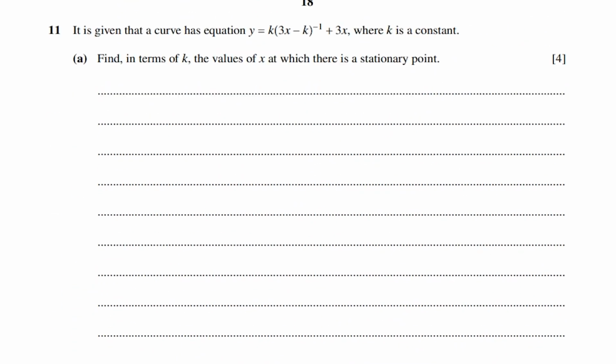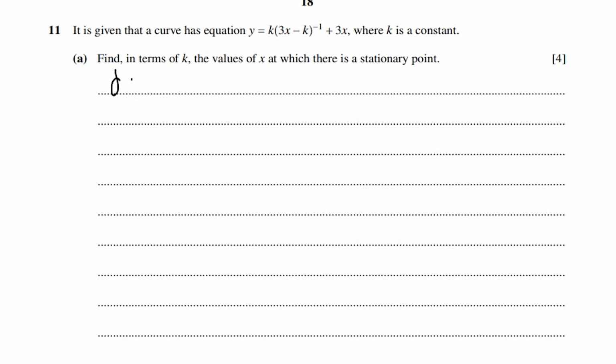In this question, we are given a curve which has the equation y is equal to k multiplied by (3x minus k) raised to the power minus 1, plus 3x, and k is a constant. We have to find the values of x at which there is a stationary point. One way of finding the stationary point is differentiating the equation and equating it to 0. So we'll get the x coordinates of the stationary point.